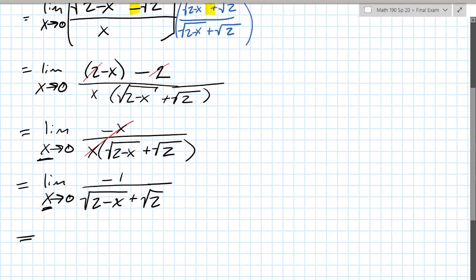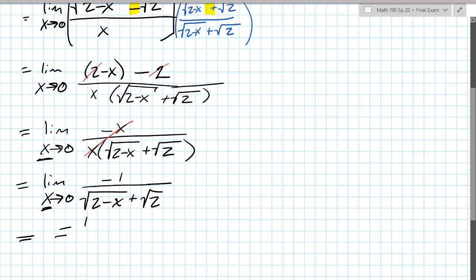So negative 1 over the square root of 2 minus 0 plus the square root of 2, or negative 1 over 2 square root of 2. That's the answer to our first one.